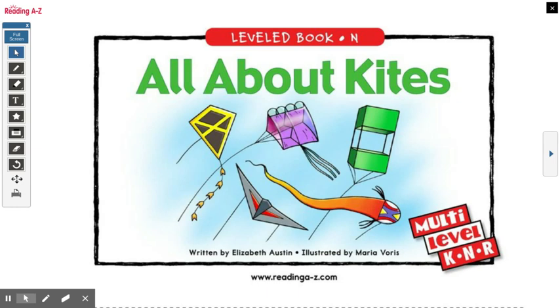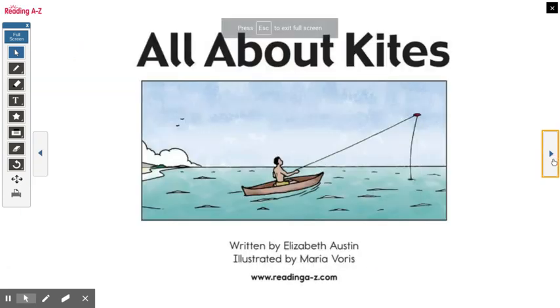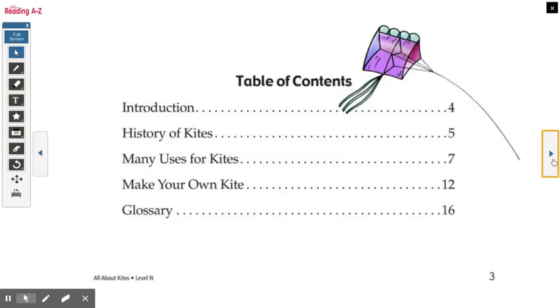This book is a level N, and it's called All About Kites. All right. Ooh, here's our first text feature.